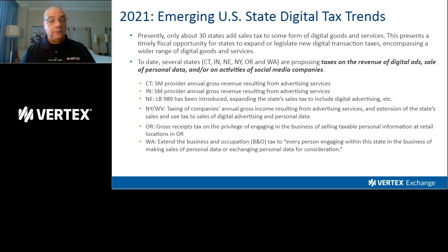New York, you see it there. West Virginia. In Oregon, we are looking at gross receipts on the privilege of engaging in the business of selling taxable personal information in retail locations. And of course, in Washington, we have a variation of that, which extends the B&O, business and occupation taxes, to every person engaging within the state in the business of making sales of personal data.